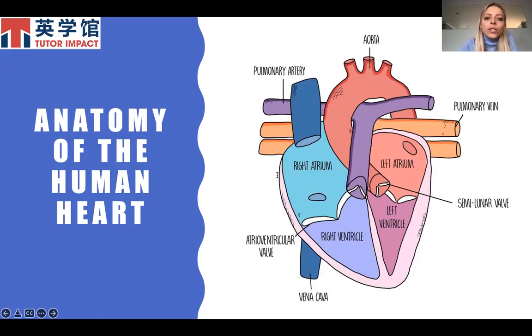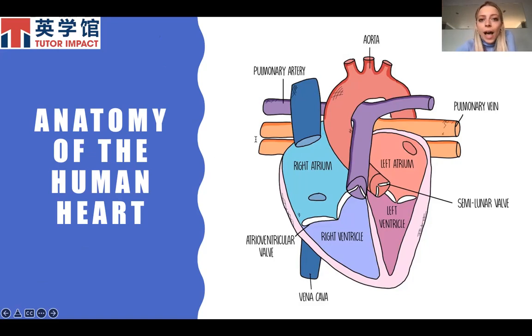So that takes oxygenated blood away from the heart and into the rest of the body. Whereas the artery which delivers deoxygenated blood between the right side of the heart and the lungs is called the pulmonary artery. So the pulmonary artery, which is this purple one here, carries deoxygenated blood away from the heart to the lungs. So the deoxygenated blood comes into the heart, it goes into the right atrium, it goes down into the right ventricle, and then it goes up through the pulmonary artery and goes to the lungs.